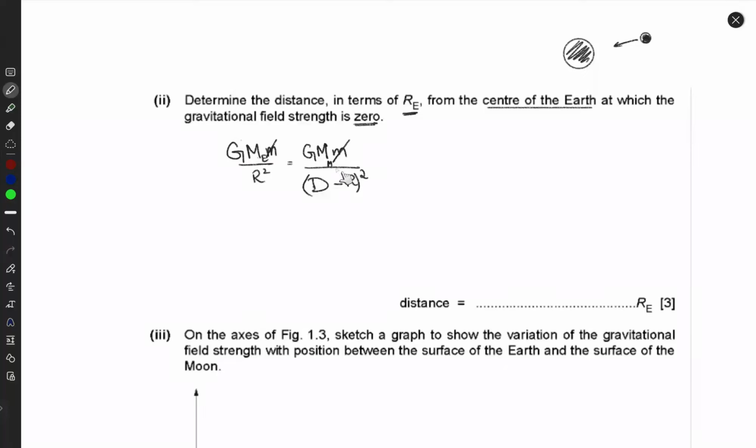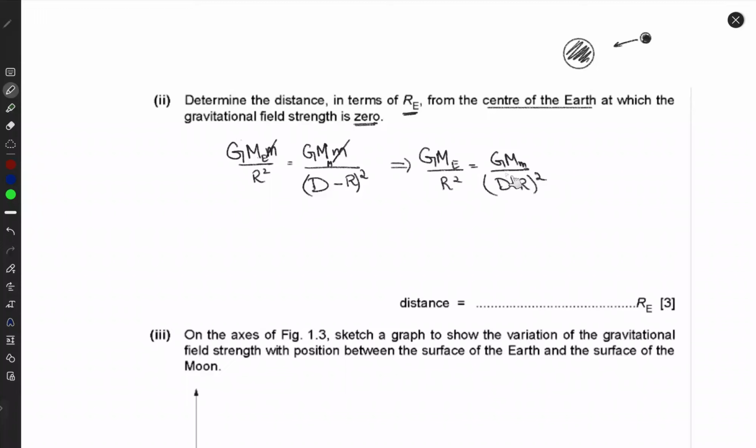So now this expression really becomes the expression for gravitational field strength, right? Because one of the m's goes away, so this expression is not for a force anymore, but for the gravitational field strength. And here we have this equation. Now our goal is to find out the value of r.